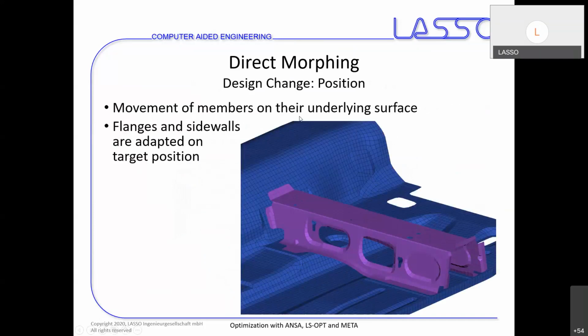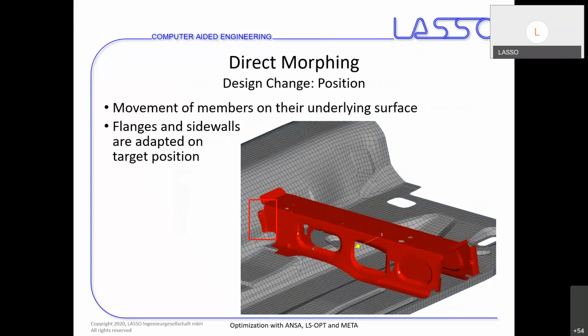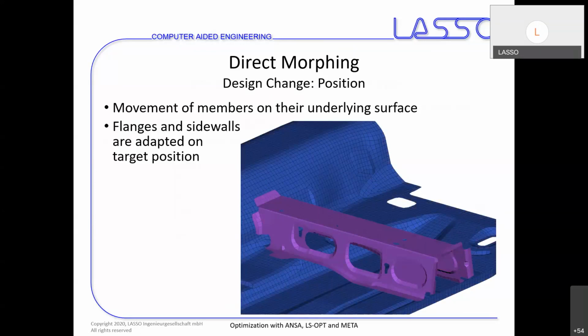Another example of these design change procedures is the change of a position of a part. So we can move one part along another one and adapt all the flanges, all the areas where these are in contact. So the sidewalls, this member. The red one is moved. You see the flanges. They adapt to the target location of the underlying part.